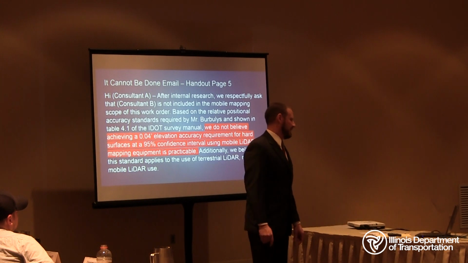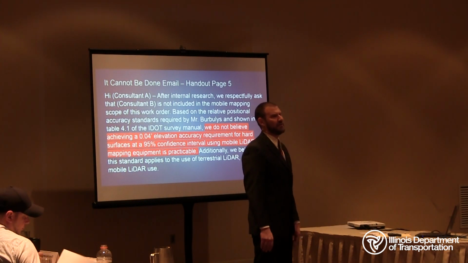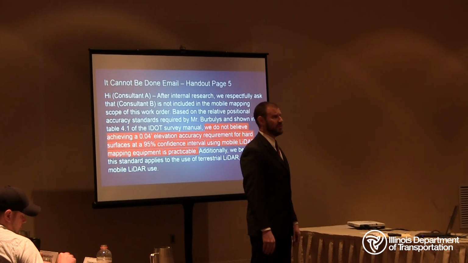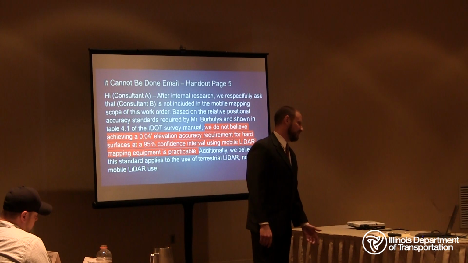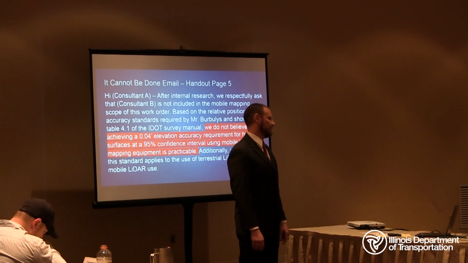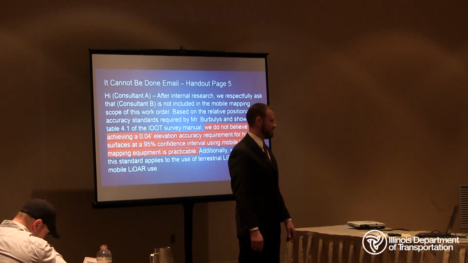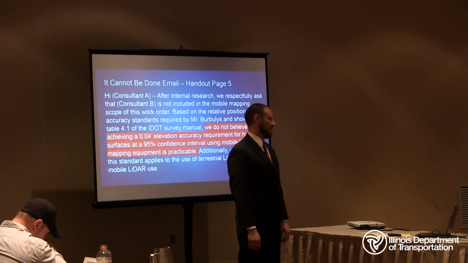So what we did is told consultant B to go out there and do some more research and try and obtain a unit that would give us survey grade accuracies. And basically they sent back and said, it can't be done. We don't believe achieving 0.04 in elevation accuracy is possible at the 95% confidence level using mobile LIDAR, and it is not practicable. If you guys want to do this, you have to use terrestrial LIDAR.